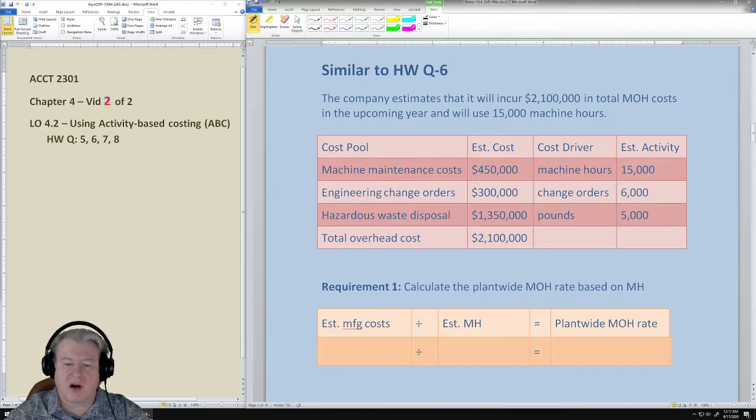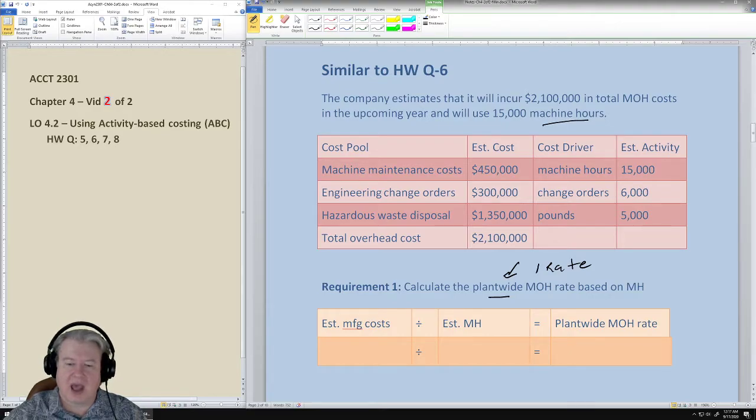Here we are going to start getting into the comparison of the single rate versus the multiple rates. Here they're calling the single rate the plant-wide rate. What they're saying is, what if there was only one rate? If you did it according to one rate, what would the rate be? And here it's saying it's machine hours.